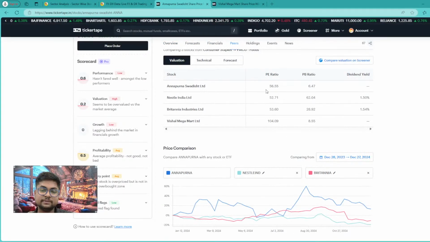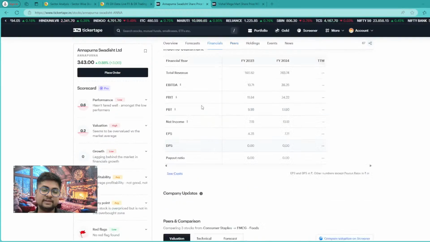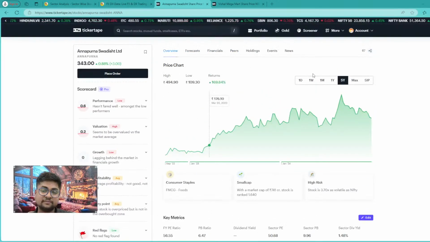If you look at this valuation, the P/E ratio for Annapurna Swadhi is 56.55. People are very optimistic about the FMCG industry. Still, they are paying very good valuations, right? So this is the reason. Annapurna is still bearish. Yes, we can see Annapurna is bearish as of now.